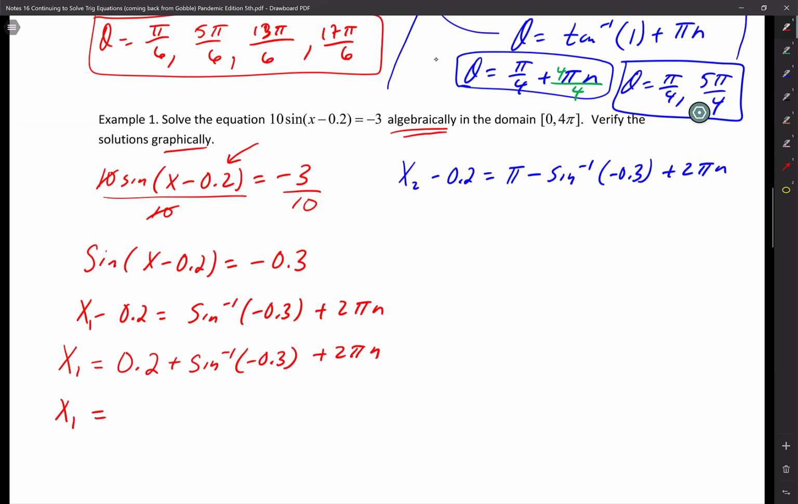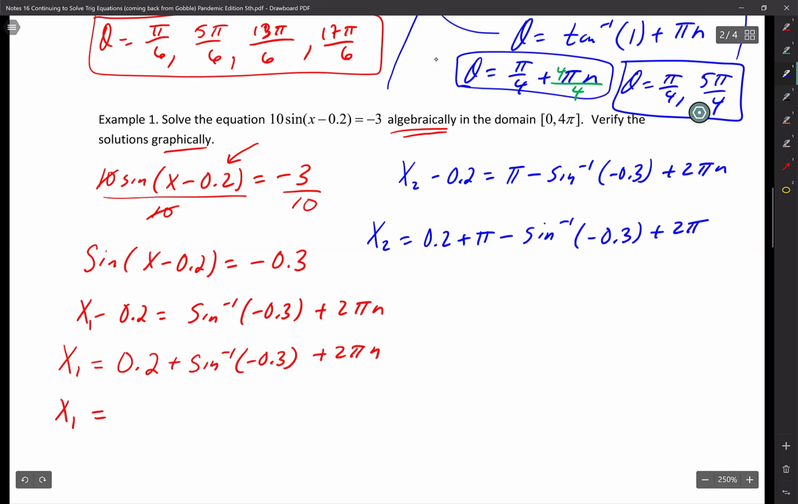I'm going to jump back to x2, the blue one, and I'm going to write x2 equals 0.2 plus pi minus arc sine. All I'm doing is just basic algebra, guys. Order of operations. Nothing crazy. I take my calculator and I'm going to find out what those numbers are, guys. So here we go. Let's share and let's see if we can do this together.